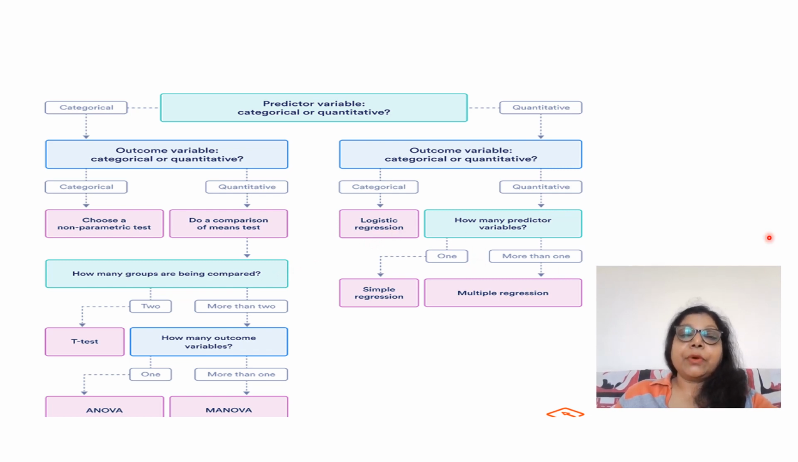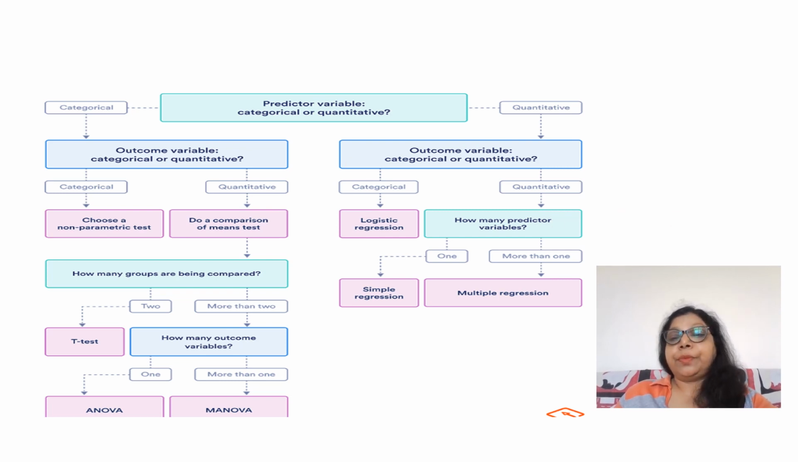I discussed this because we might be proceeding with ANOVA or two-way ANOVA, or MANOVA, but sometimes we are not able to do it on the right type of predictor variable. So it is very important to identify what the predictor variable is, categorical or quantitative, and then what the outcome variable is, categorical or quantitative.